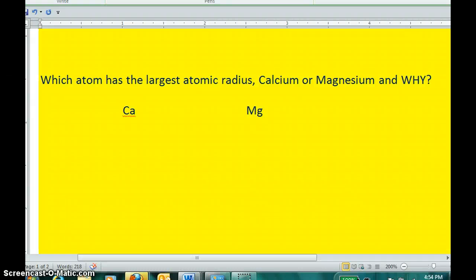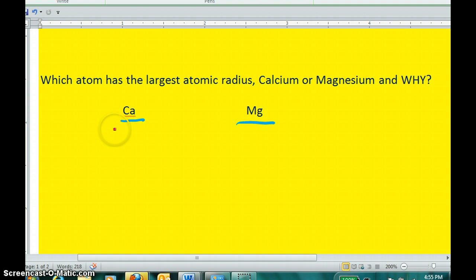So by way of explanations as to why one atom would have a larger or smaller radius than the other, I have some examples here. And let's start with a comparison of calcium and magnesium. Now the first thing you should consider in terms of radius or any other periodic property is what the valence level is for the atom. And that's as simple as looking at the periodic table.